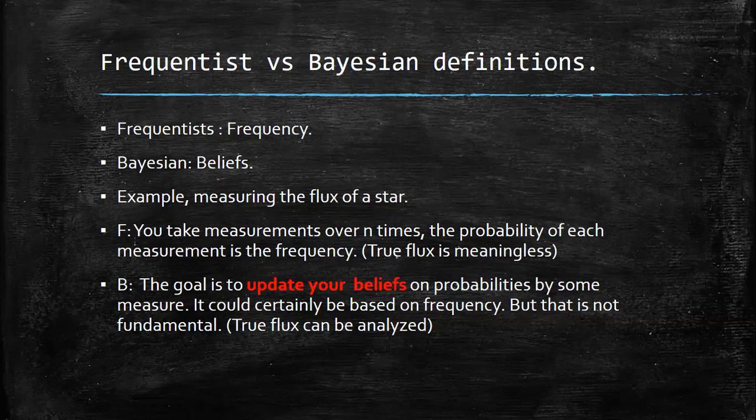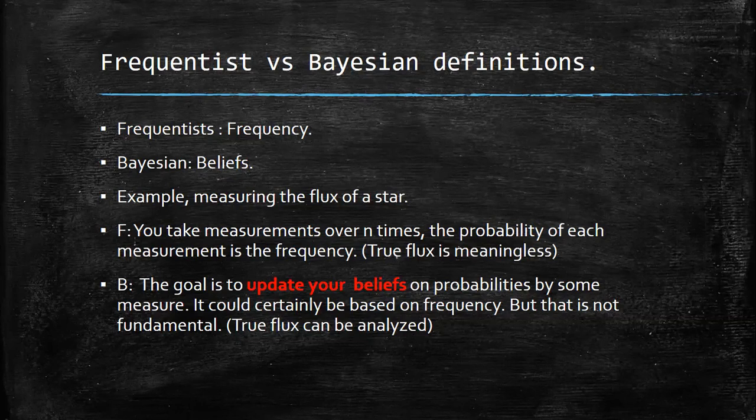And in a Bayesian approach, the goal is to update your beliefs on probabilities by using some measure. So for a Bayesian, it is a perfectly logical statement to say that the flux of a star is 200, let's say, with some confidence interval, even without measuring anything. Maybe 200 might be the most common flux which comes out of stars in a particular galaxy that he's observing. Or alternatively, he could make a conclusion based on the frequency of his measurements to update his beliefs.